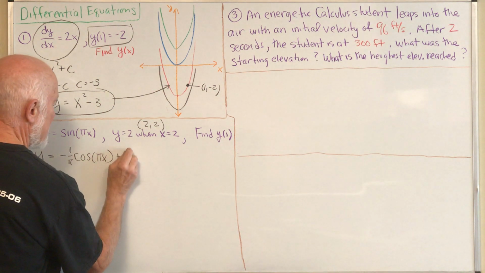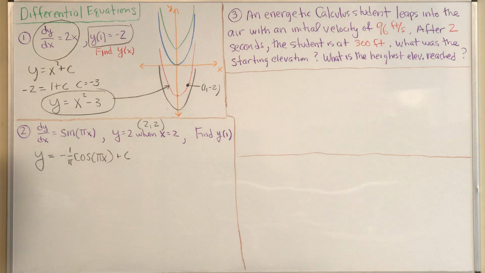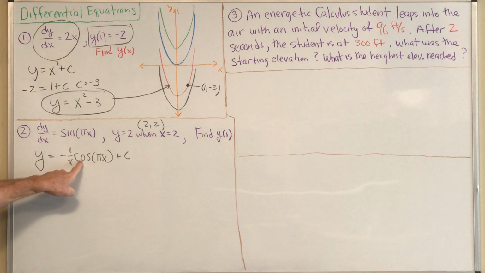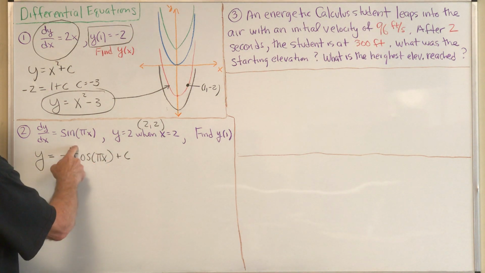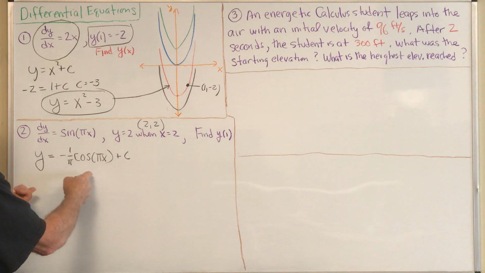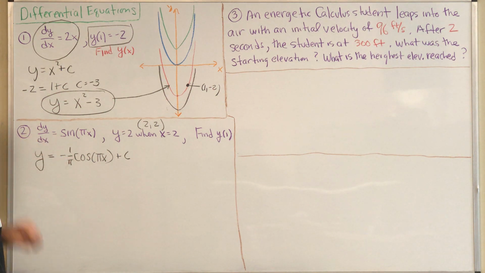And then plus c. And again, if you wanted to check yourself, what's the derivative of the cosine of pi x? It would be minus the sine of pi x times pi. We'd have to do the chain rule. And you'd see that pi cancels with this, and the two minuses would cancel, and you'd get right back to the sine of pi x. So we did do it correctly.